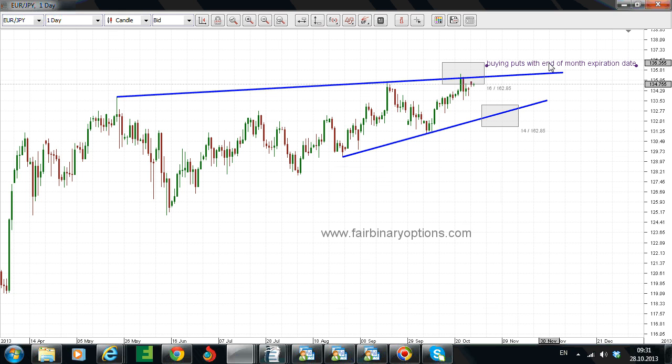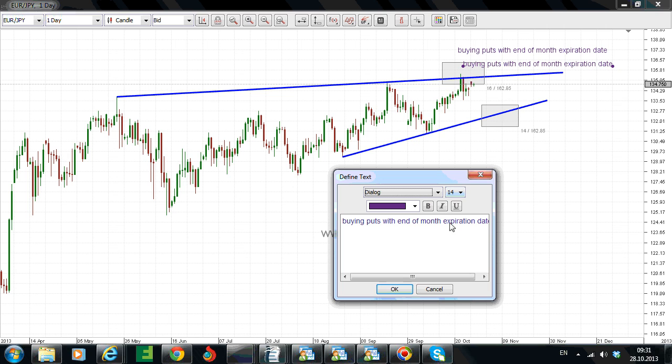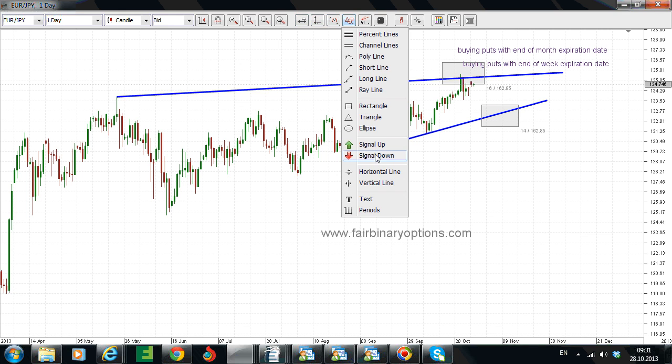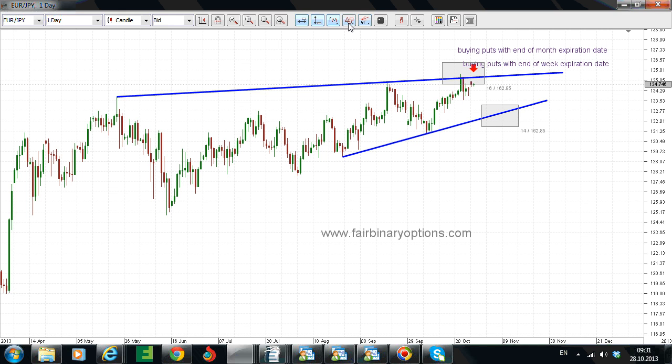And depending on the type of trader you are, an aggressive one or maybe more conservative, go and buy puts with end of month expiration date. That would be Thursday, or buy puts with end of week expiration date, providing your broker allows you to do that. I'm trading with lionknife.com. I have this option, and again, just to make it visual, by the time you are buying puts, basically you look for price to go to the downside.